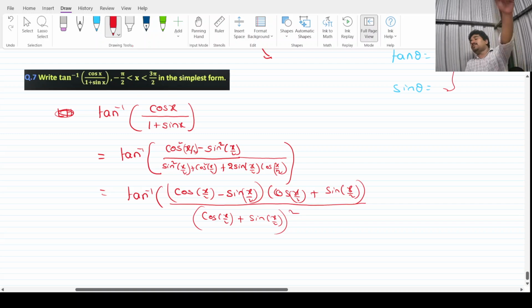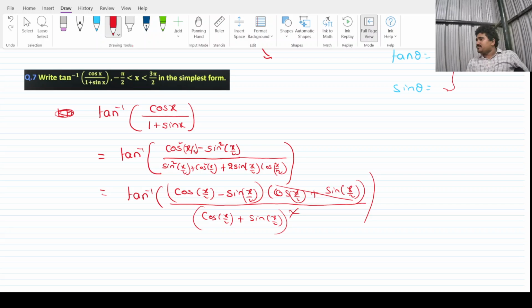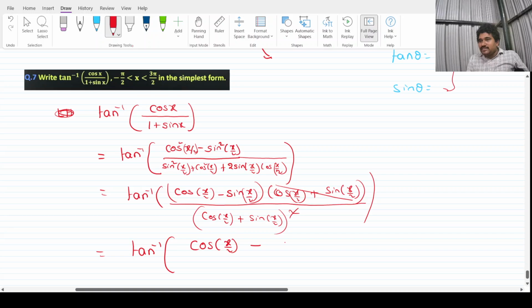Sir, you can write sin also. Yes, you can write, no problem. Understand? So now observe, can I cancel one time of this? Yes. What was I left with? Tan inverse of cos x by 2 minus sin x by 2, divided by cos x by 2 plus sin x by 2. Observe the page. If you lose one step, you cannot understand.